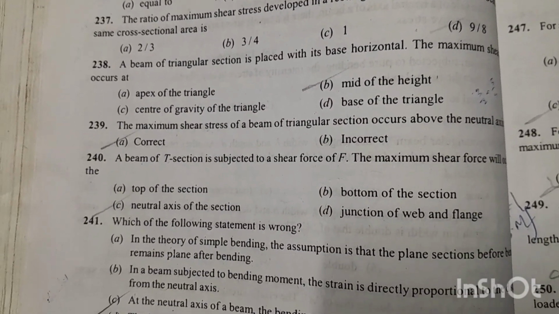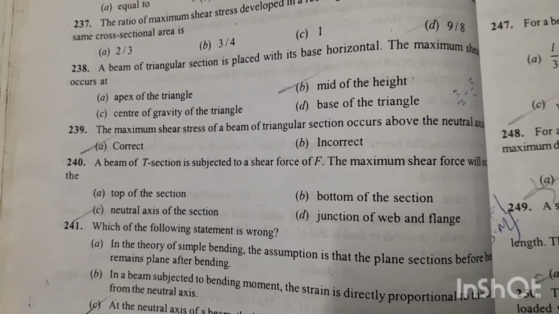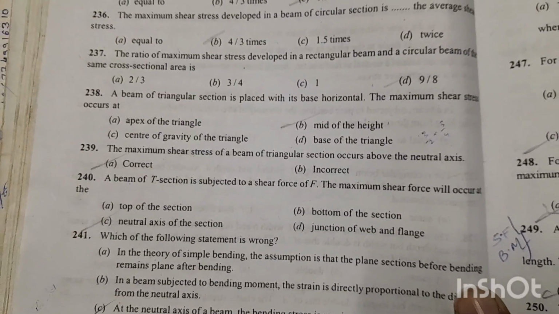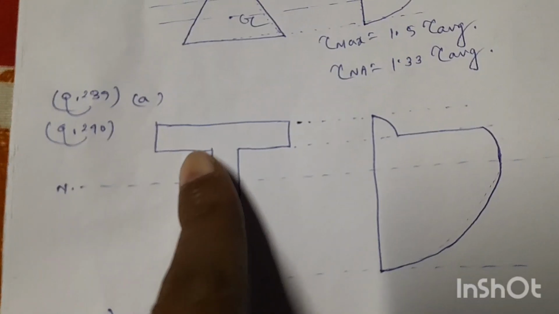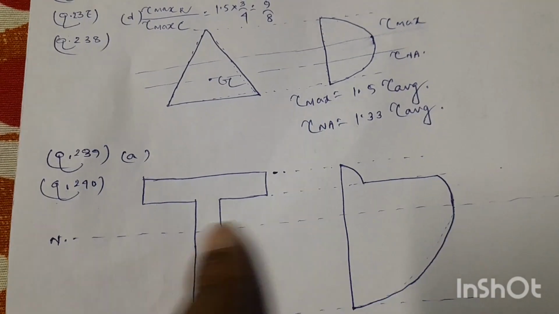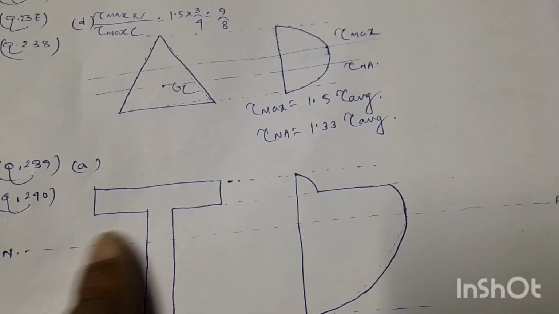Next question 240. A beam of T section is subjected to a shear force of F. The maximum shear force will occur at the, option C is the correct answer, neutral axis of the section. This is the T section, you can see from this diagram. This is the neutral axis of the T section. So maximum shear stress will occur at this neutral axis of the T section.